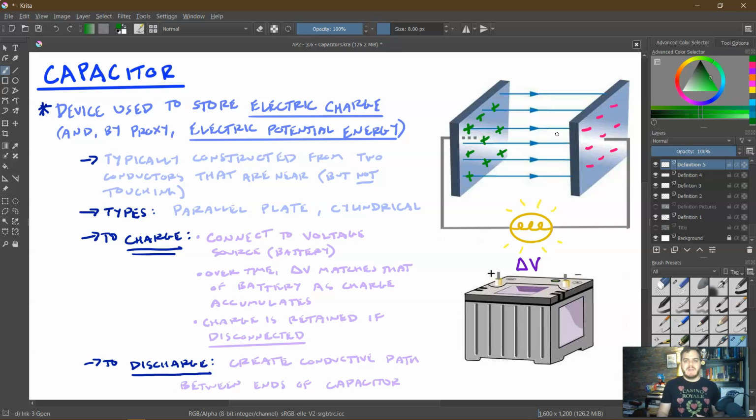So we've created a conductive path between the two ends, and that will discharge the capacitor and cause there to no longer be excess charges here. It is once again discharged.